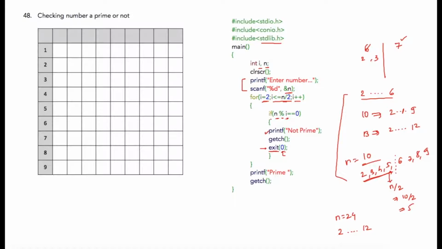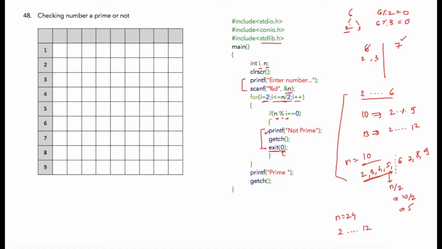So we'll simply terminate the program using the exit function, because if we assume the number to be 6, then 6 is divisible by 2 and 3. But if 6 is divisible by 2, and of course 6 modulus 2 is equal to 0, there is no need of checking whether 6 modulus 3 is equal to 0 or not. So if any number divides n, then we know that number is not prime and we will exit our program.